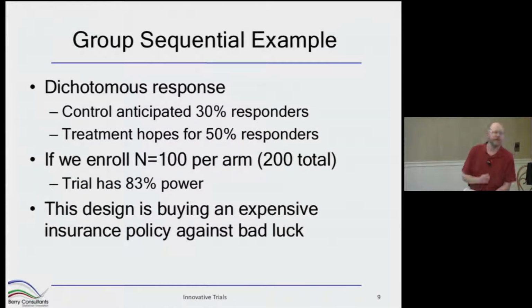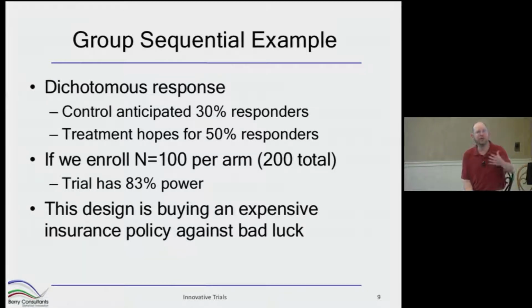All right, so an example of this. Suppose that I'm testing a dichotomous response, so everybody is yes or no. And suppose that for my control, I anticipate a 30% response rate, and in my treatment, I'm expecting 50%. This is my hope. So going in, I'm powering the trial for a 30 versus 50% effect. A standard trial here might have about 100 patients per arm, which gets us 83% power.